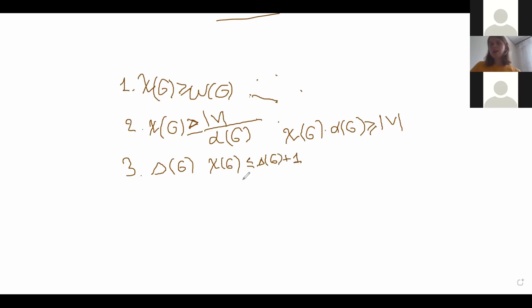Let's just start painting anyhow, but not exactly anyhow. We'll paint in one of the colors from one to delta plus one. And on each step, at most delta colors are contradicted, as each vertex has only delta edges. So at least one color is possible, and we can give this vertex this color.